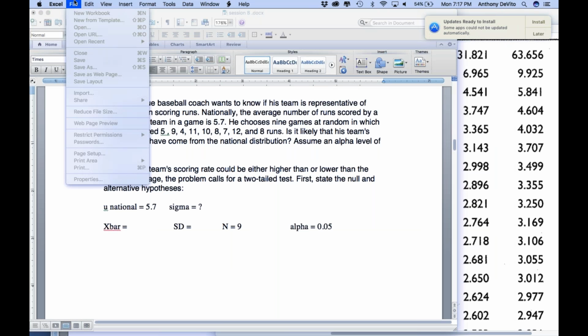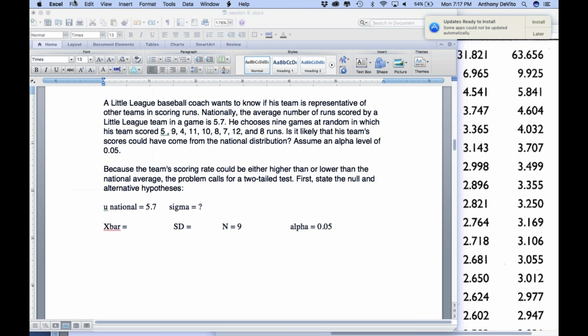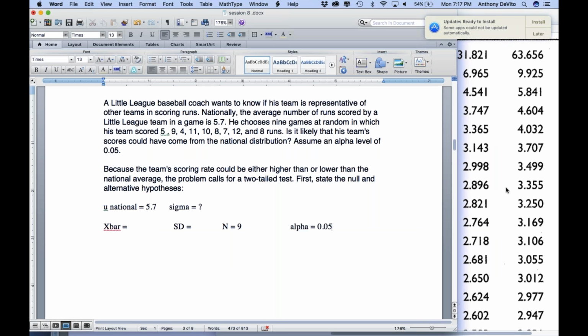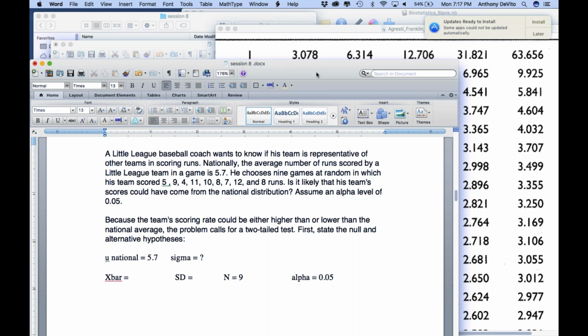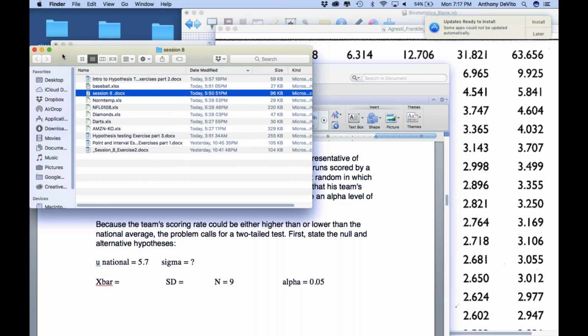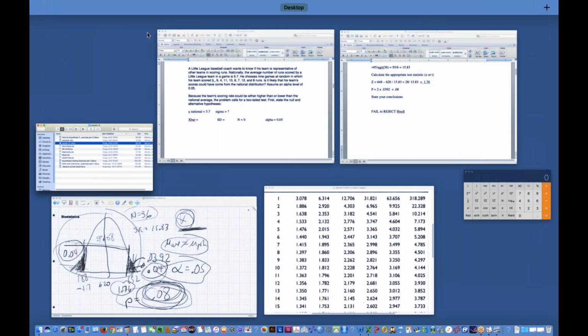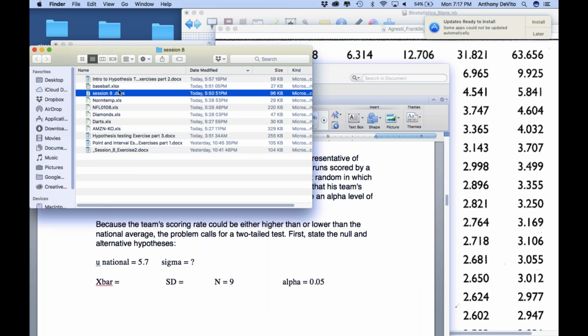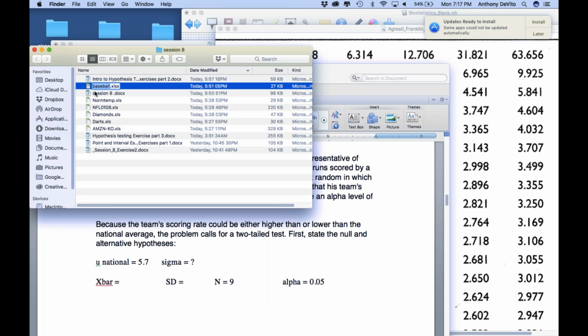Okay. Takes a while for it to wake up. In the meantime, let me see what's going on online. Oh, okay, they're working on it. Good. What's that? Okay, I want to get my spreadsheet up here. Baseball. Here we go.